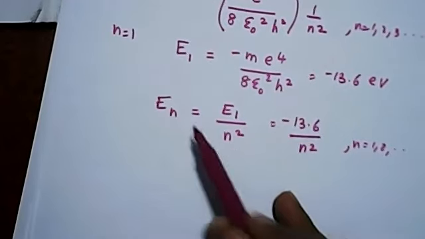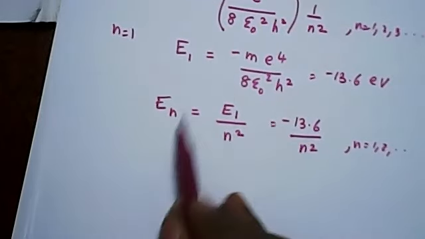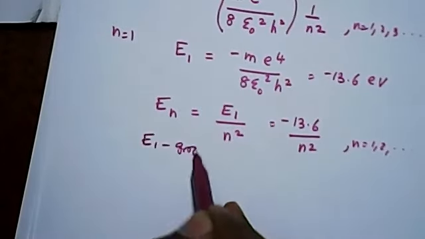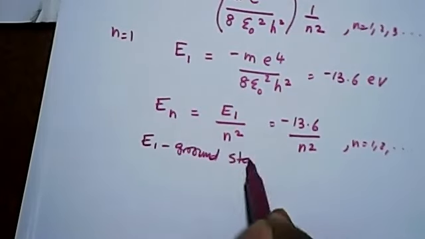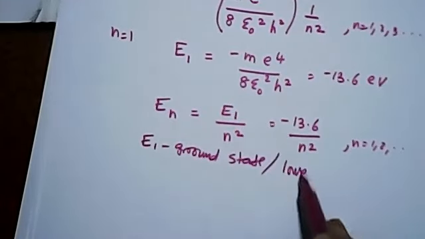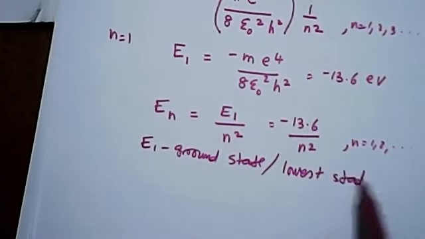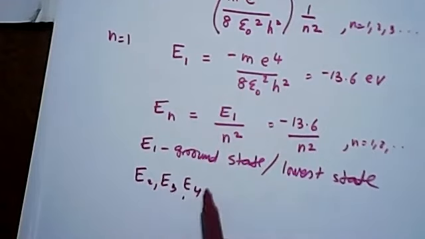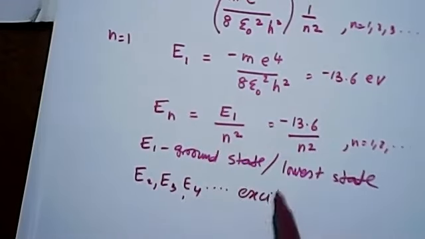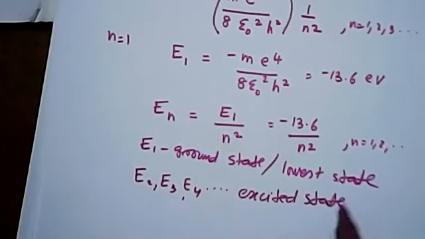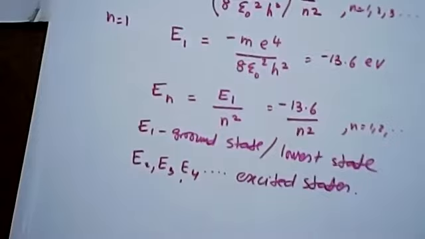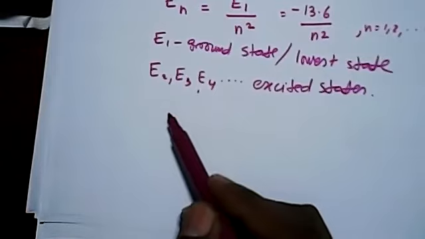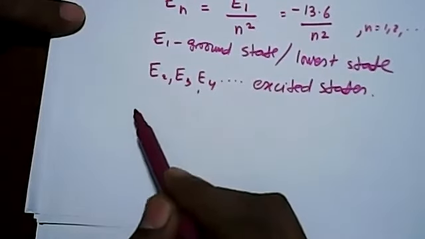Okay. So E1 is the ground state, or the lowest state. And E2, E3, E4, etc. are all excited states. Okay. Now let us explain the spectra in terms of energy.